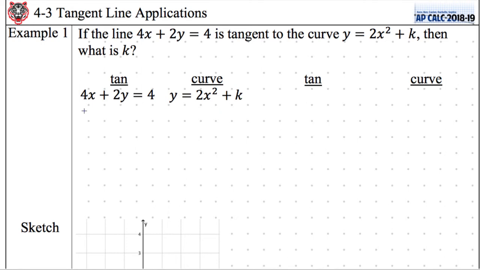If I do y form, it's going to be y equals what? 2 minus 2x. There it is. I subtracted 4x from both sides. So that's where the negative came from. Divide everything by 2 to get y by itself. All right, once you get into y form, let's go ahead and take the derivative. So that's going to be y prime.